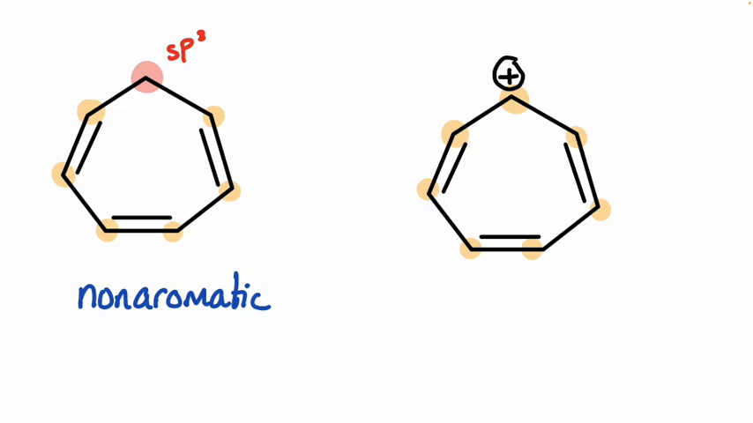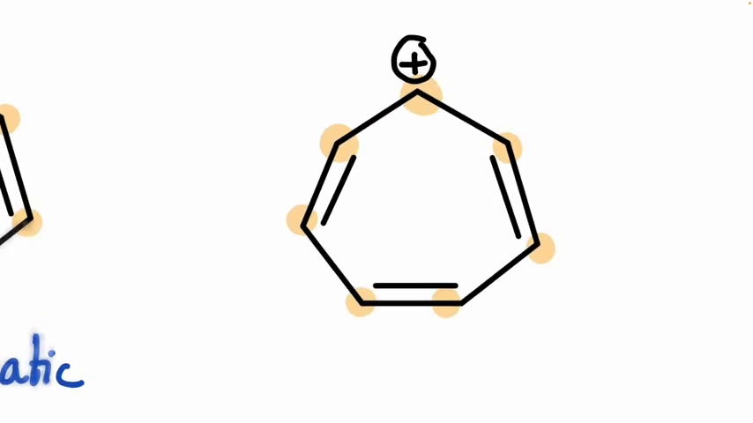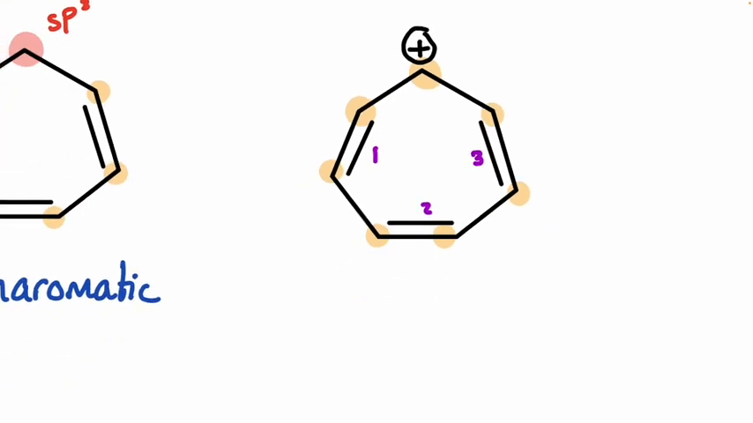We need to figure out how many electron pairs we have. Right? So 1, 2, 3. And what about that positive charge? No, it's not bringing any extra electrons. It's just got that empty p orbital. So I do have my odd number of electron pairs. This would be an aromatic compound.